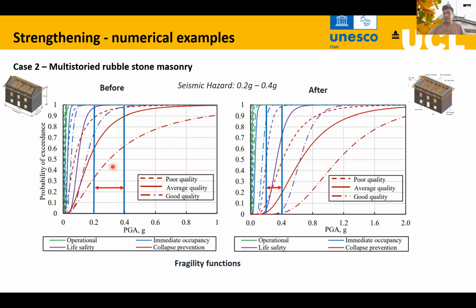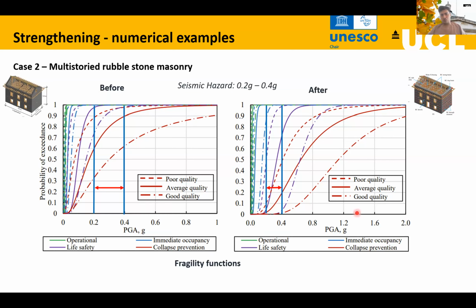requires us to meet at least the life safety performance level. For life safety, this violet is the color for life safety. For the existing building, for the entire range of PGA, the seismic hazard of 0.2 to 0.4, you can see this is reaching 100% probability. So we are 100% sure that this building will perform beyond the life safety limit. So this is a completely unsafe structure.